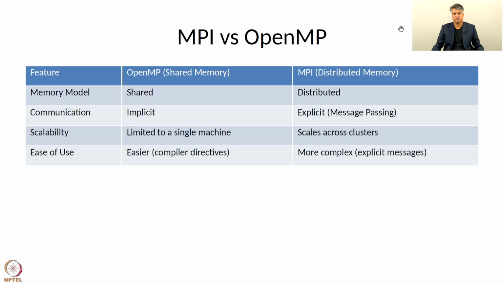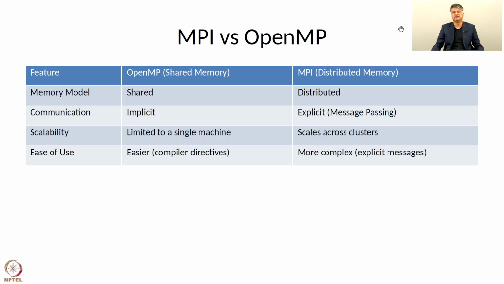The communication in OpenMP is implicit when the variable and data are being shared. Whereas in MPI, you need to explicitly send the data because each program has its own memory space. In OpenMP, the memory space is shared as the name suggests, so I can directly reference any data that I want. OpenMP obviously is limited to a single machine. MPI scales across clusters.